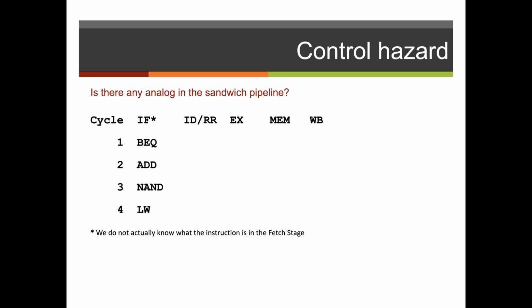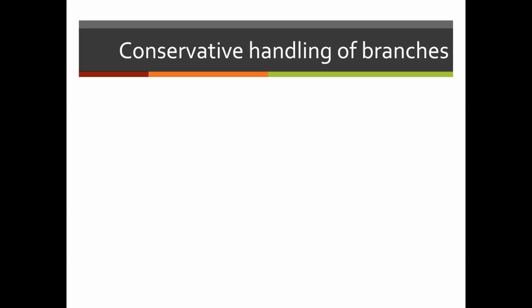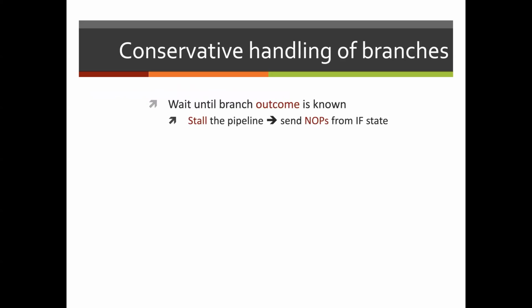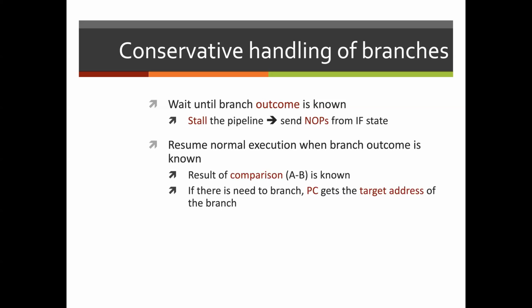And so now let's consider what we need to do in order to handle the BEQ instruction. And so conservative handling of branches says that we should wait until the branch outcome is known. And that means that we'll need to essentially stall the pipeline and send a number of no-ops from the instruction fetch stage. Once we have the branch outcome, we can resume normal execution.